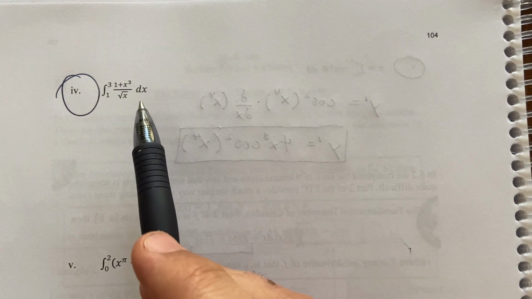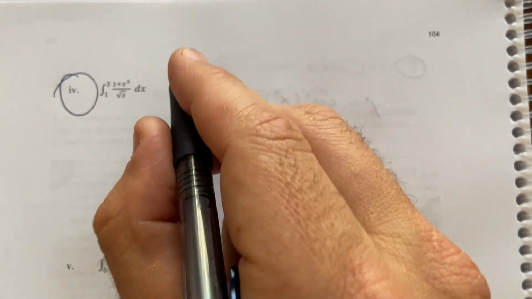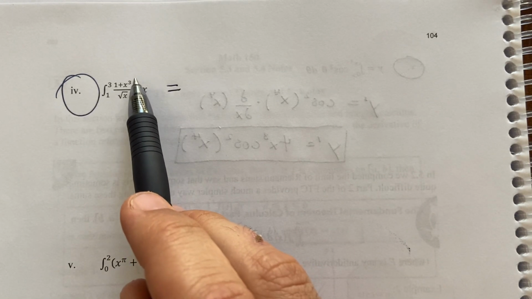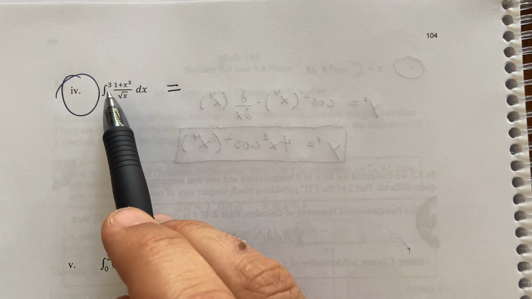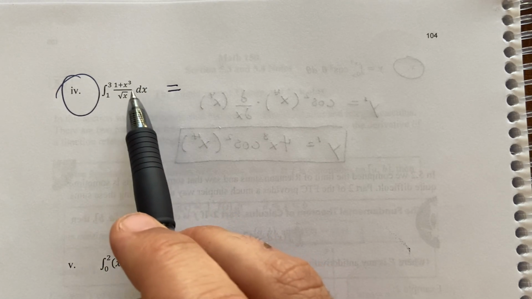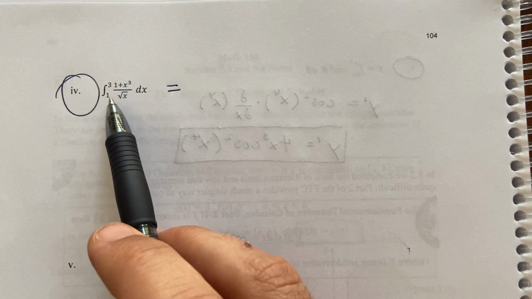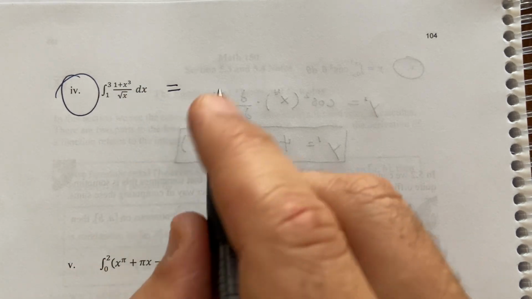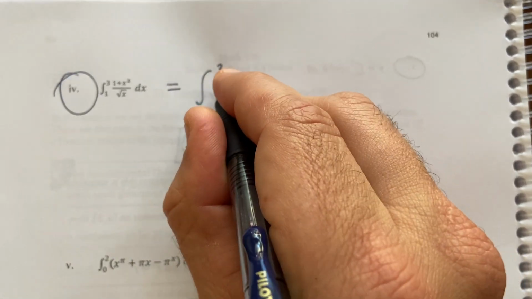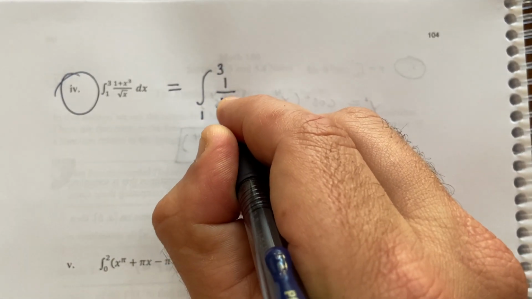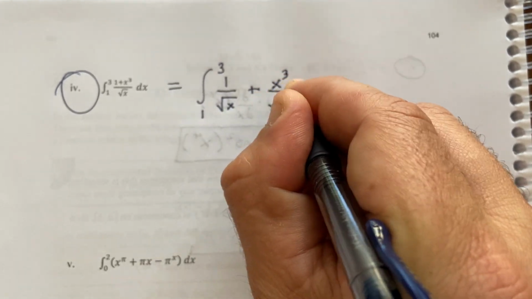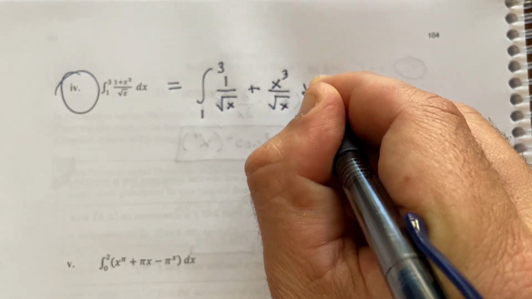All right, here's another one. So what you can sometimes do, it's sometimes hard to find an antiderivative of something that you're starting with. Like, I don't know exactly what the antiderivative of this would be. It's hard to know what function I take a derivative of to arrive at this. So you can do a little bit of algebra. So I'll separate this as 1 over root x plus x cubed over root x dx.